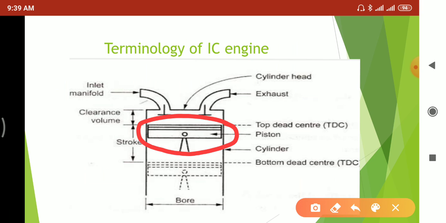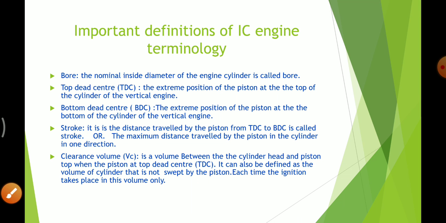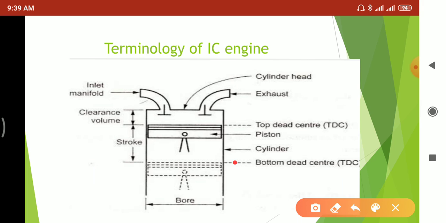Next is bottom dead center. This is BDC. BDC means the extreme position of the piston at the bottom of the cylinder of a vertical engine. This is the bottom of the piston, called bottom dead center. It is the extreme position of the piston at the bottom, called BDC, bottom dead center.